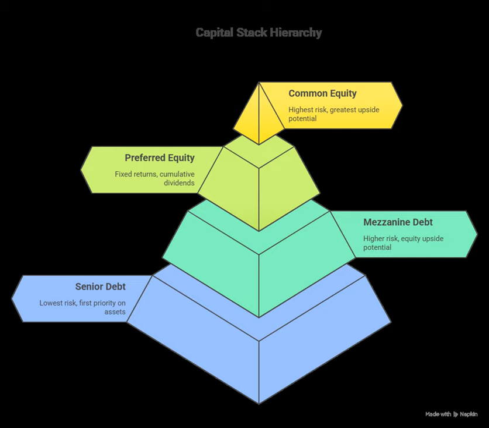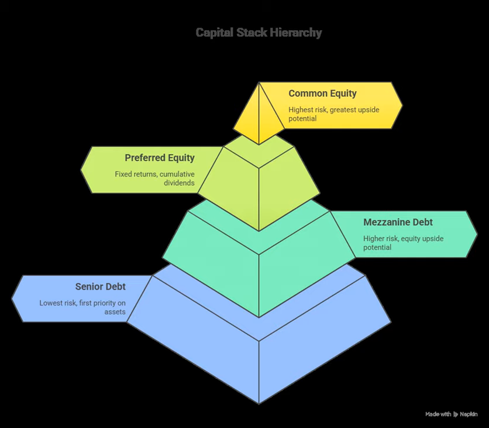Common equity represents the most junior position in the capital stack. Common equity investors bear the highest risk, but also have the greatest upside potential. These investors receive distributions only after all senior obligations are met, but they participate fully in any appreciation of the underlying asset. How capital stack structure affects your returns.